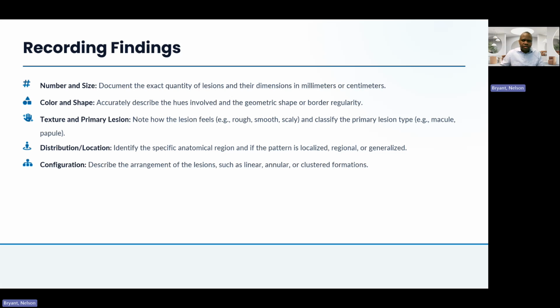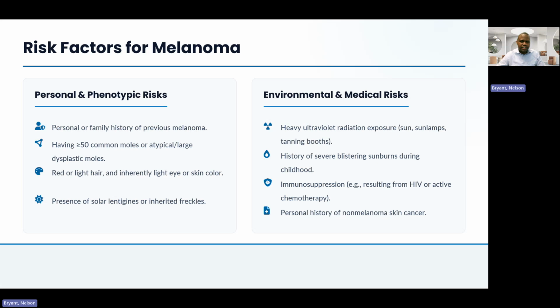When you are recording your findings, keep in mind that you need to document the number and size of lesions, their color and their texture. Use that A, B, C, D, E to help you document them correctly.